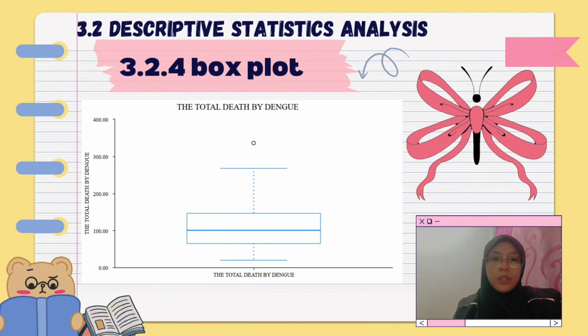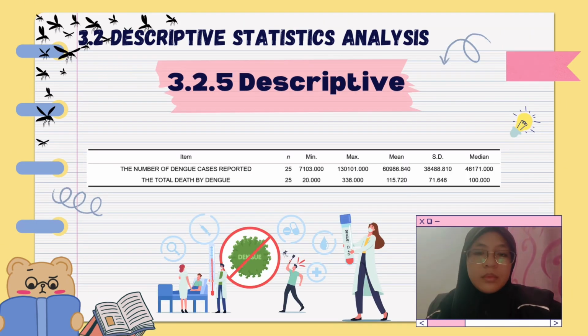The figure above shows the box plot for the number of deaths caused by dengue. The median in this data is approximately 100. The lower quartile is around 72 and the upper quartile is around 144. The maximum and minimum values are 336 and 20. The distribution appears to be positively skewed.